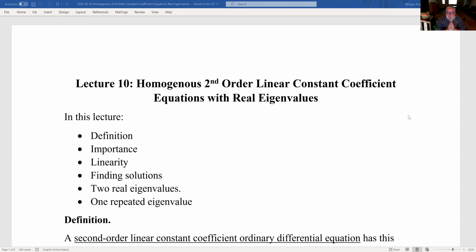Okay, so we've done first order equations. We'll look at second order equations. We'll start with the easiest case, which is homogeneous second order linear constant coefficient equations with real eigenvalues, which is kind of a mouthful. We'll have to define what all that means. We'll say why it's important. Linearity, very important. Finding solutions: 2 real eigenvalues, 1 repeated eigenvalue.